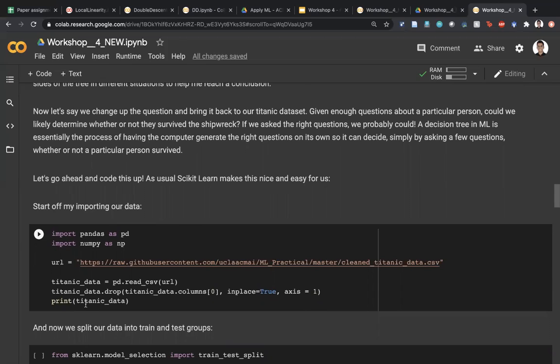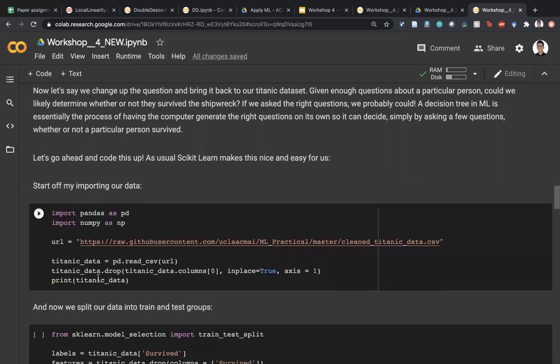If we asked the correct questions, the chances are that we would probably be able to guess whether or not they survived. Calling back to our first workshop, if we know that they're a male and they had a ticket in the third class, then they're probably not very likely to survive. But if they're a female and they had a ticket in the highest class, they are pretty likely to survive. So that's the series of questions that we'll be asking in our decision tree. And scikit-learn has a fantastic library that lets you make decision trees using just one or two lines of code. So let's go ahead and code up the decision tree and see how it does.